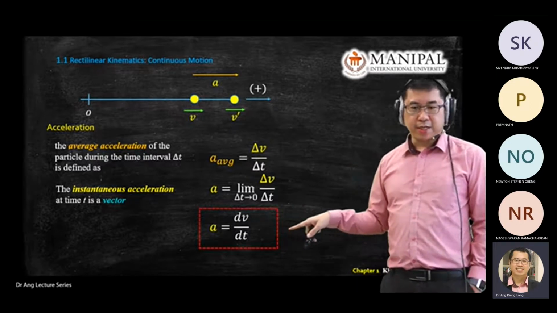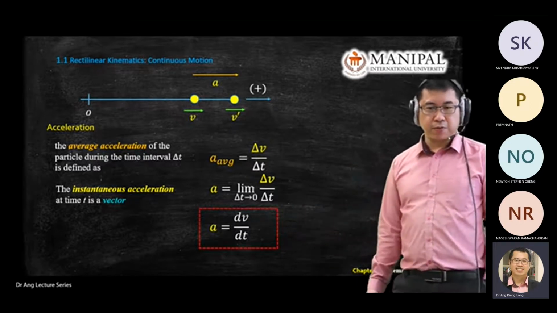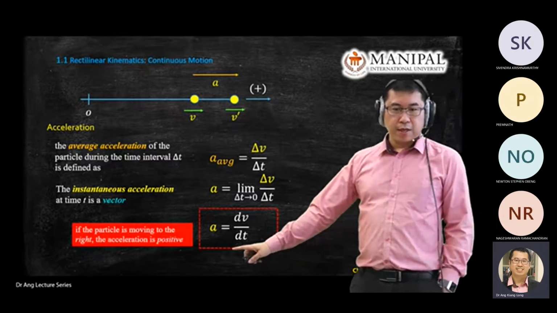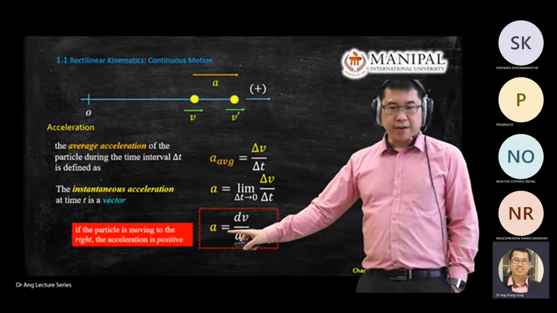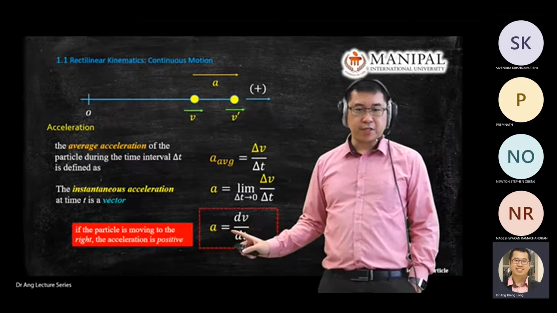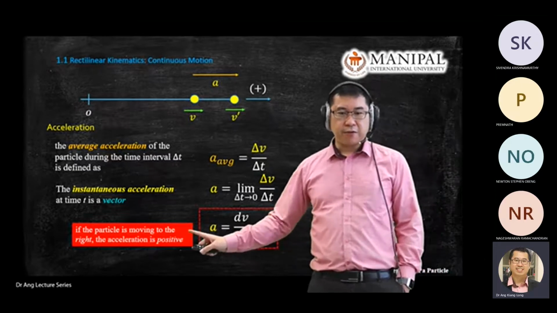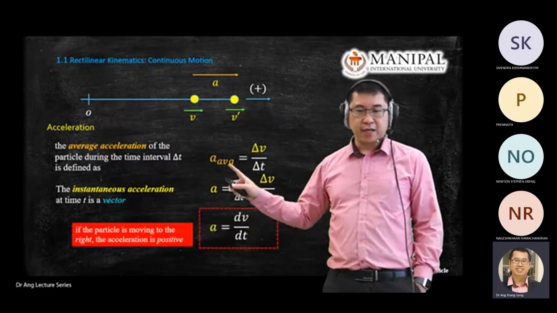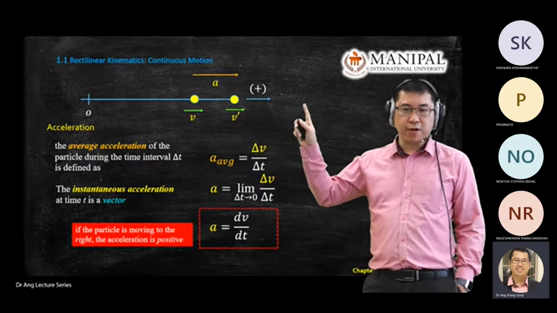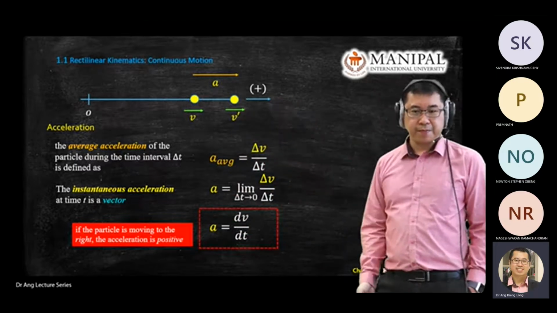Continue from the statics module. Again, be careful on the direction because this is a vector. So if you get a positive value for A, it means it moves to the right. Okay.